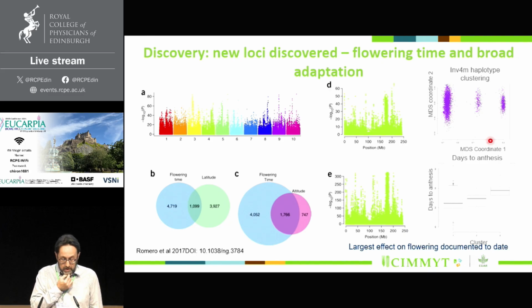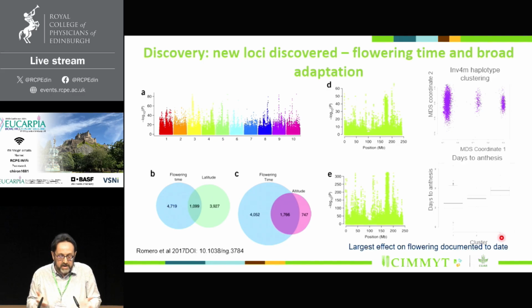So we can also say, well, that will get you some good lines to start making crosses with and to start working with. We can look directly at the loci using GWAS, and this was successful. For example, here there's an inversion that affects flowering time. You can see the haplotype here is clearly different from these two, and you can plot this in different ways. At the time, this was the largest effect on flowering time documented to date.